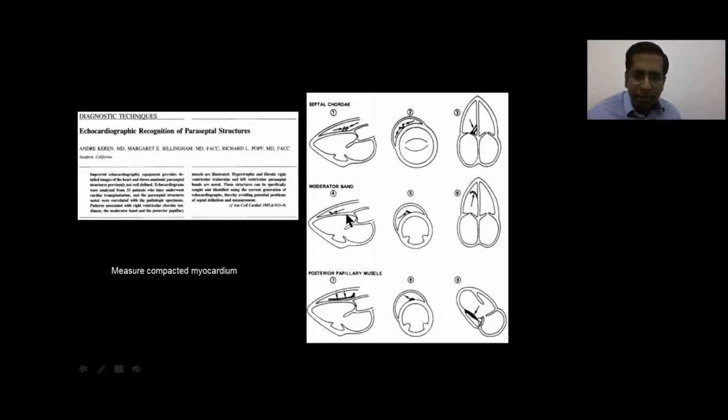Otherwise, you can fallaciously or wrongly calculate the interventricular septal thickness, and you might call it asymmetrical septal hypertrophy or LVH or such things. So never be in a hurry to start quickly measuring, but try to delineate the anatomic structures very clearly and be confident that what you are seeing is the compacted part of the myocardium and not any of the supporting structures of either the tricuspid valve or the mitral valve.